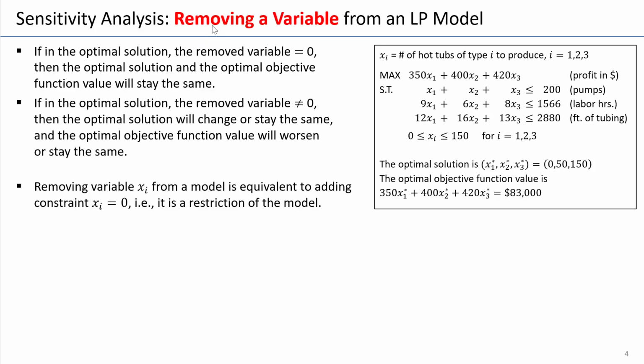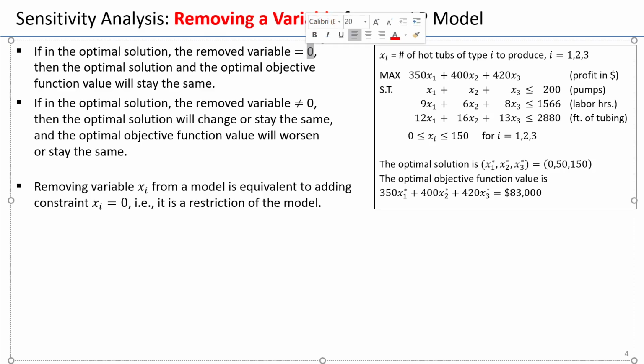So when we remove a decision variable, the first thing we have to ask ourselves: what was its optimal value? If the removed decision variable was actually 0 in the optimal solution, then the remaining variables can still be equal to the same values, and the optimal objective function value will stay the same. The variable was 0, so if we remove it, we're like removing zeros from all constraints and from the objective, so nothing really changes.